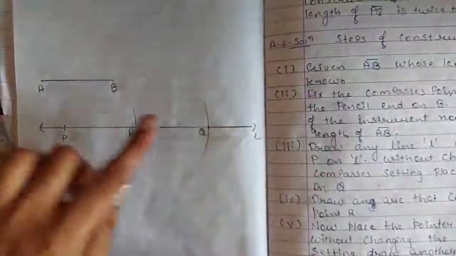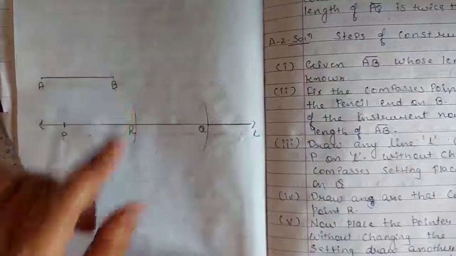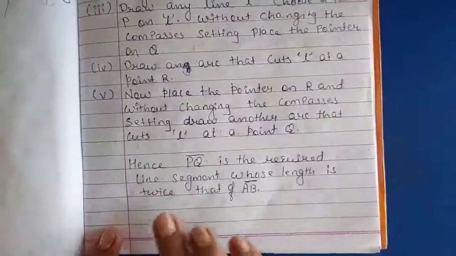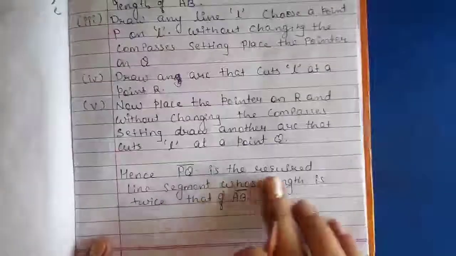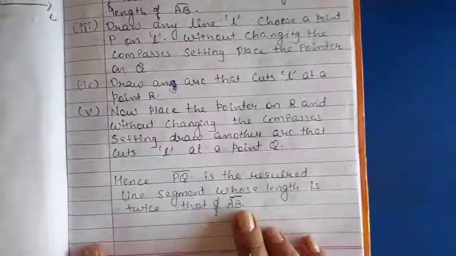So students, you can see PQ is twice of line segment AB. Hence, let us write the conclusion. Hence, line segment PQ is the required line segment whose length is twice that of line segment AB.